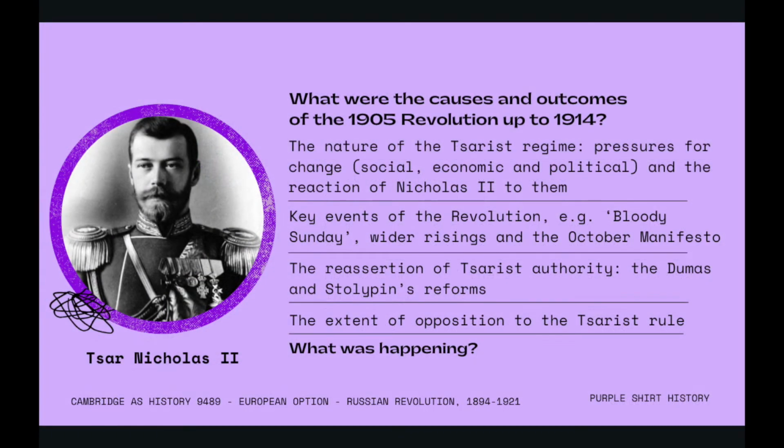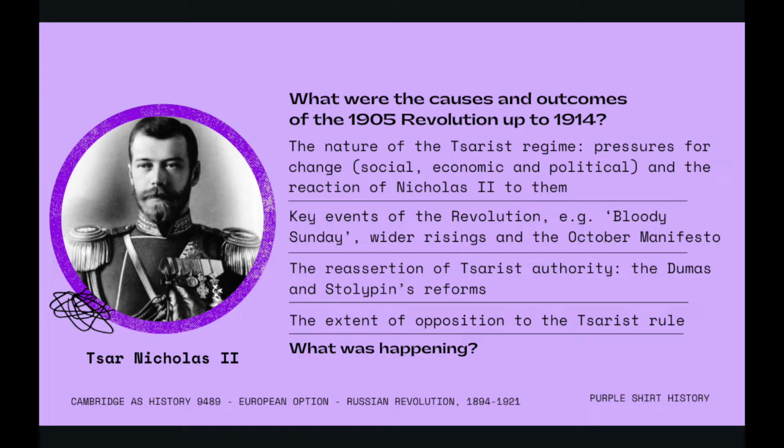The nature of the Tsarist regime under Nicholas II was despotic, authoritarian, medieval. He believed in the divine right of kings, thinking the peasants should try to impress him and should serve him and not the other way around. It was out of place. It was anachronistic. Key events of the revolution of 1905: Bloody Sunday.